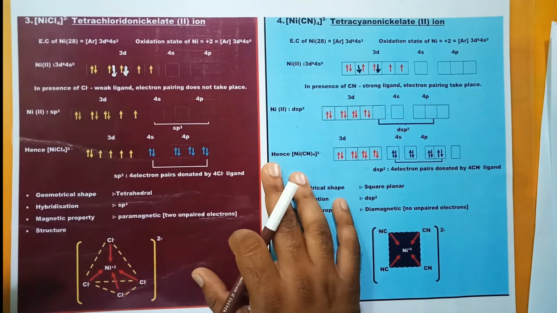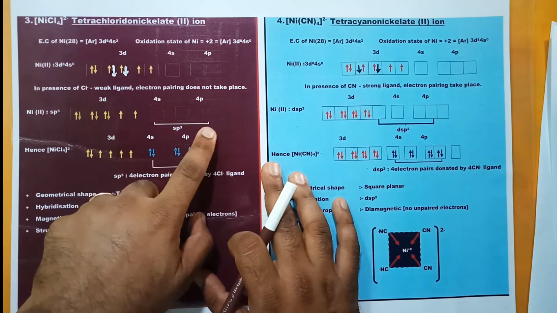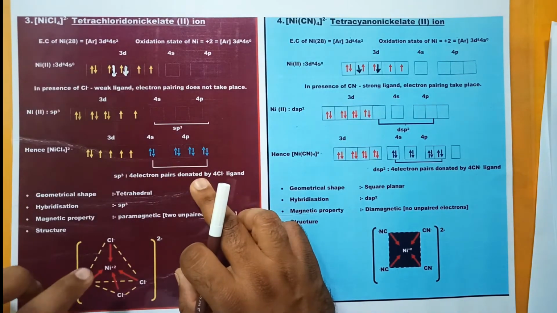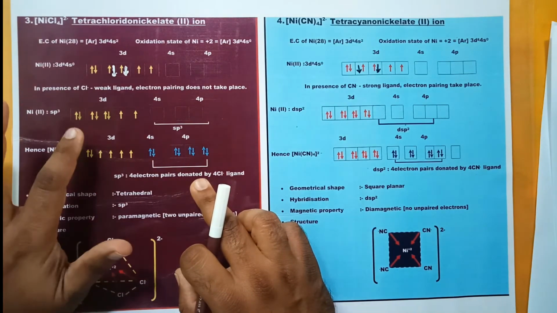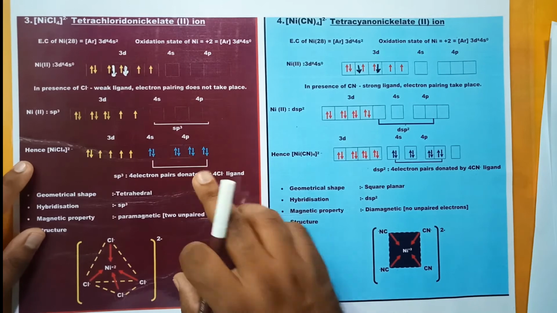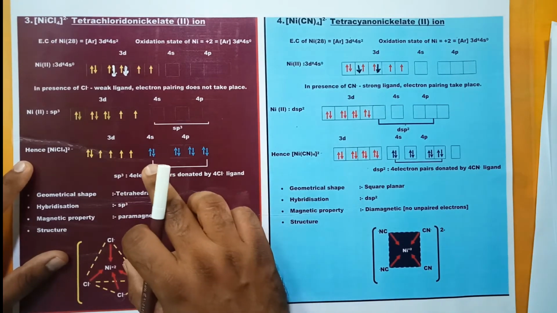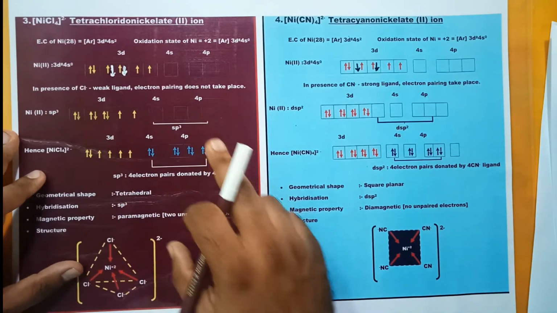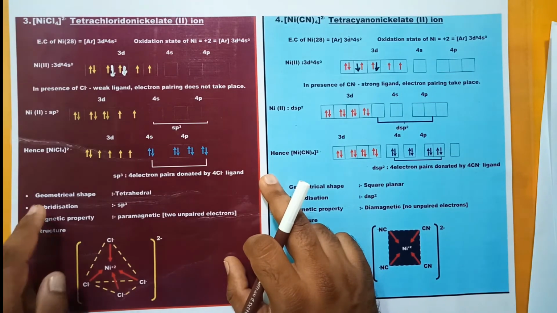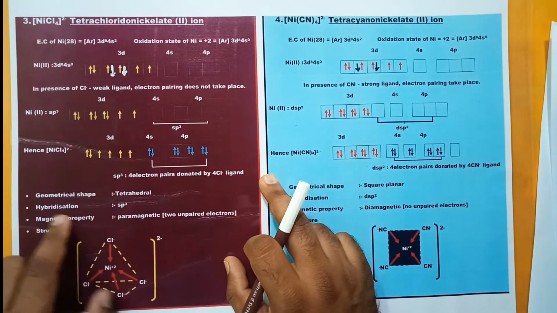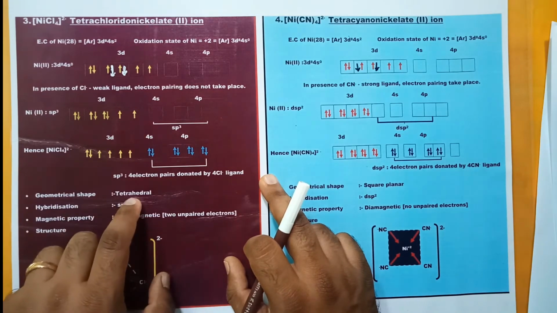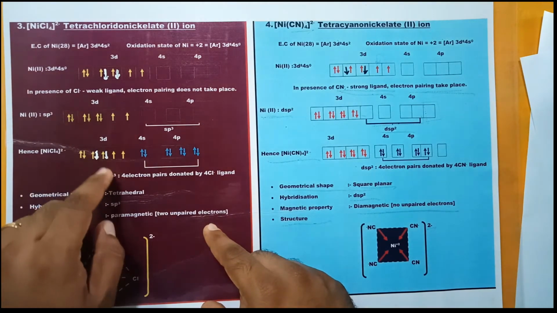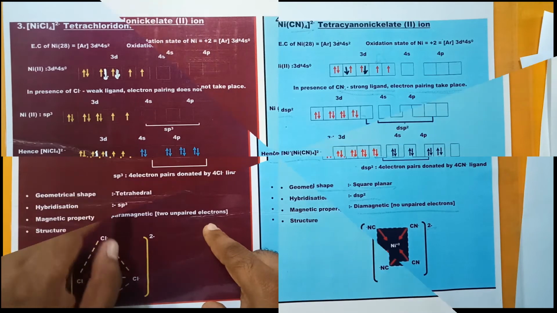Is it clear? According to the VBT, there are 4 vacant orbitals present here. These electrons are donated by the 4 Cl minus ions. So this complex undergoes sp3 hybridization. Is it clear friends? These electrons are donated to the outer orbitals of the nickel, 4s and 4p. The summary of this complex is: hybridization is sp3, geometrical shape is tetrahedral. Magnetic property is paramagnetic in nature because there are 2 unpaired electrons present in the 3d orbital of this complex.